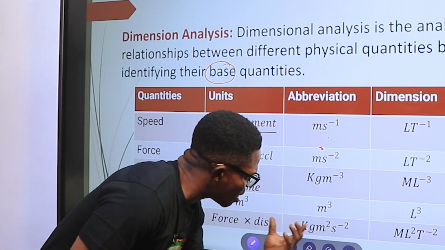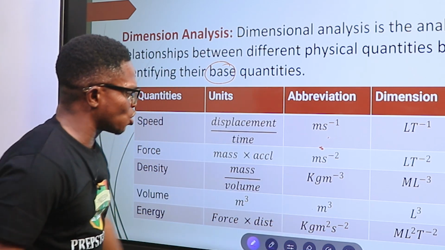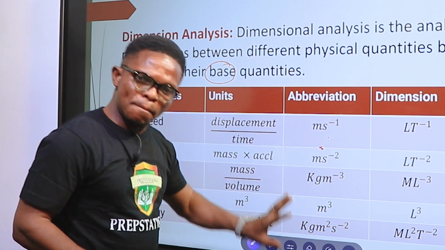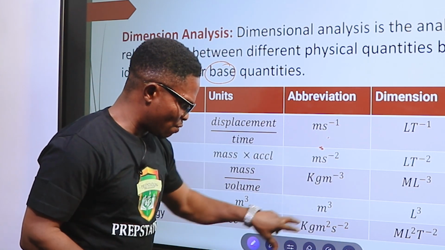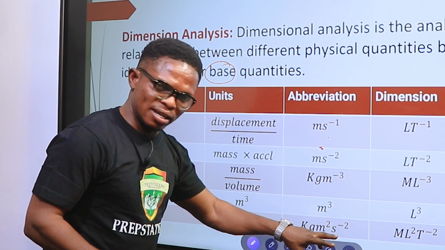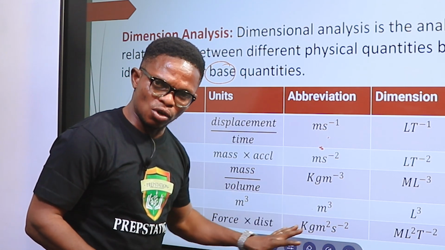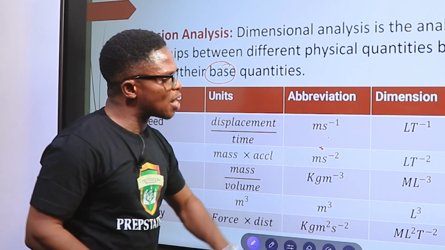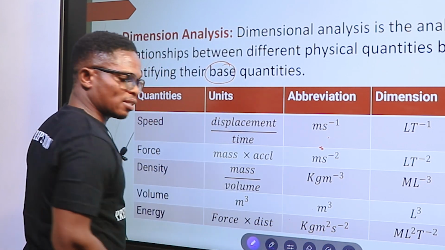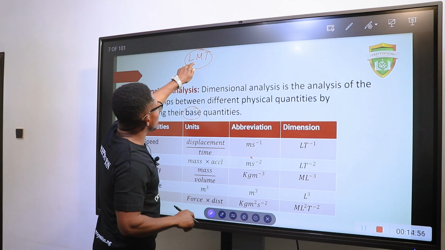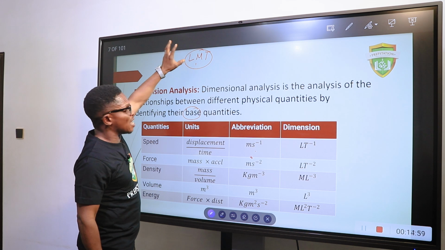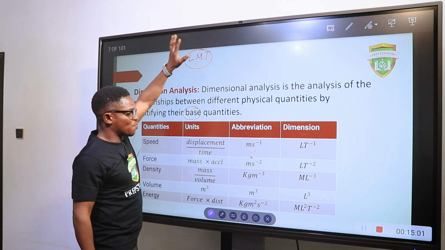Of course, if you play with that using the derivation, you have kilogram meter squared per second squared. I want to believe you know how we arrive at this. Just follow the unit gradually. Now, how do we represent this in dimension? I told you, follow the base quantity LMT: L for length, M for mass, T for time.